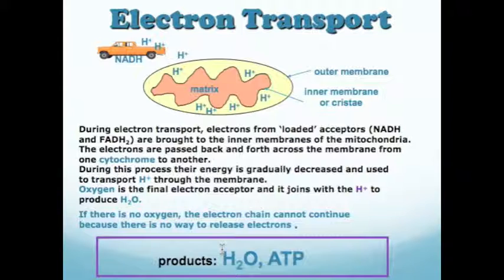So if there is no oxygen, the electron chain cannot continue. And this means that we now need to go to anaerobic respiration. So if there's no oxygen, this final step cannot occur. If this cannot occur, aerobic respiration cannot occur.